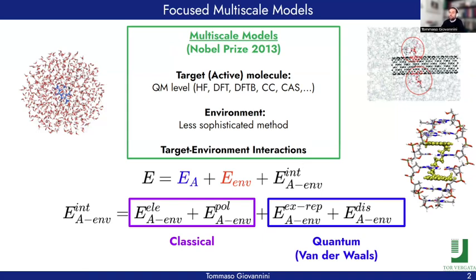So if you take your system and do this partition, target, environment, and target environment interaction, your total energy will be written as the sum of three portions, actually the two portions plus their interaction. And then by using many-body perturbation theory, you can see that the interaction can be decomposed into an electrostatic interaction, a polarization interaction that can be properly defined within a classical physics framework, and then two interactions that arise from the quantum properties of matter, meaning Pauli repulsion and dispersion interaction, that are generally called altogether van der Waals interaction.